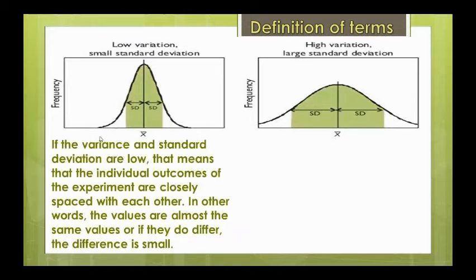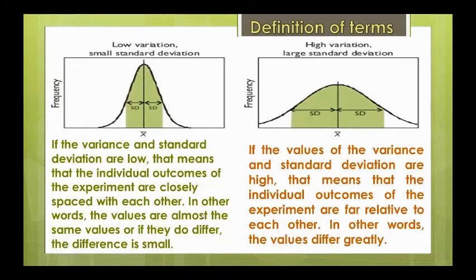So, ito yung pagkakaiba ng high at saka low value ng standard deviation and the variance. So, if the variance and standard deviation are low, that means that the individual outcomes of the experiments are closely spaced with each other. So, closer. Yung mga outcomes niya, magkakadikit lang. In other words, the values are almost the same, or if they do differ, the difference is small. So, mas kukunti lang yung difference ng mga values niya.